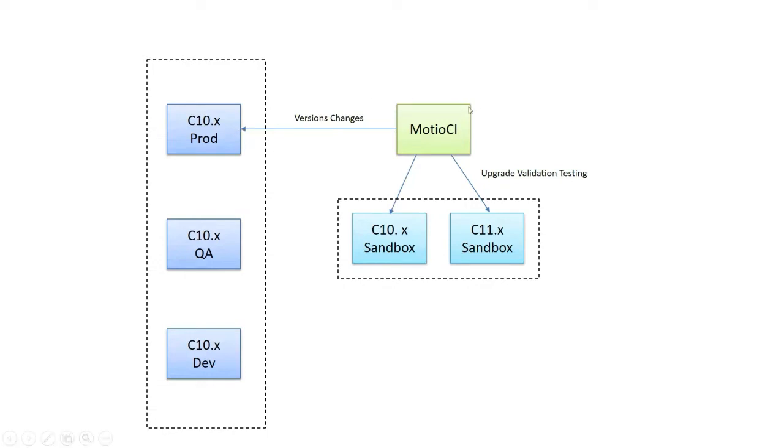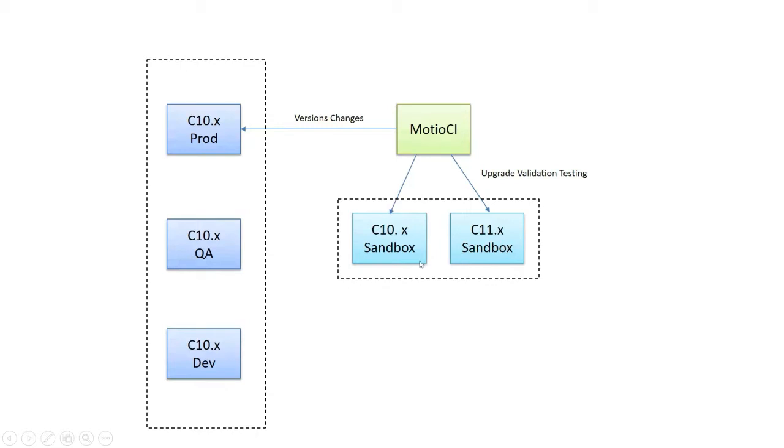We're going to install MoDio CI. We're going to version the changes that are happening in your 10.x production environment while we're evaluating the impact of the Cognos 11 upgrade on your BI content. Typically what we recommend is that a customer creates a sandbox environment for their 10.x content and a sandbox environment for their 11.x content.